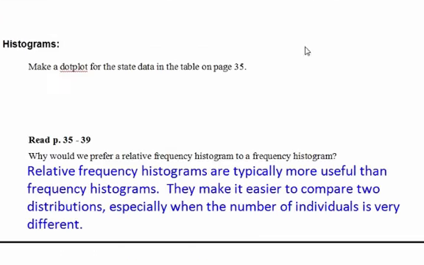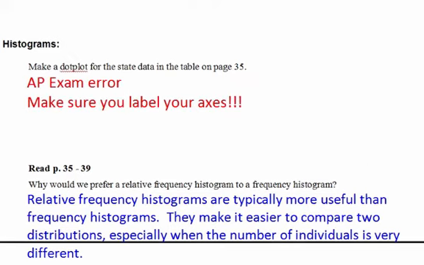Okay, so why would we prefer a relative frequency histogram to a frequency histogram? Relative frequency histograms are typically more useful than frequency histograms. They make it easier to compare two distributions, especially when the number of individuals is very different. Okay, be careful. Make sure that you label your axes. This is a big AP exam error.